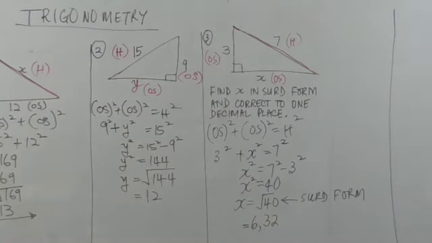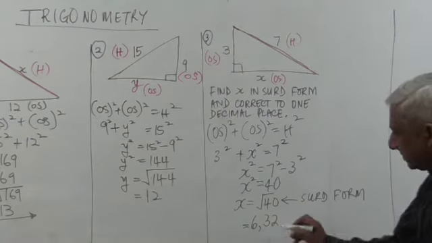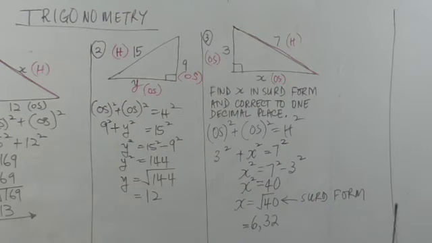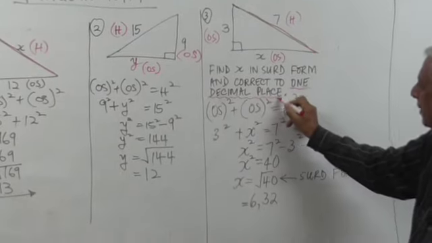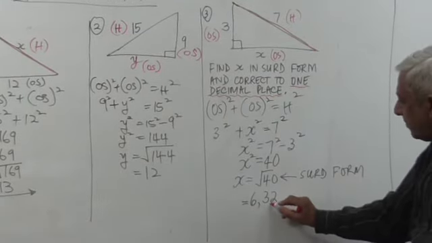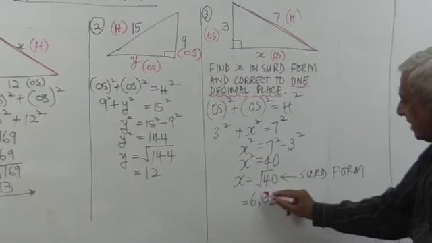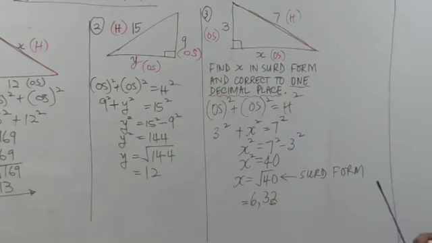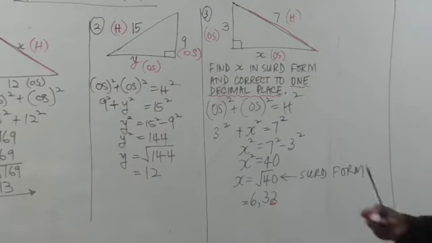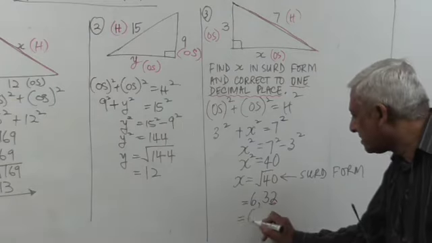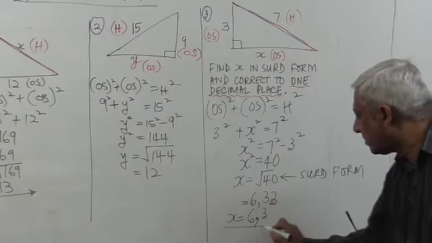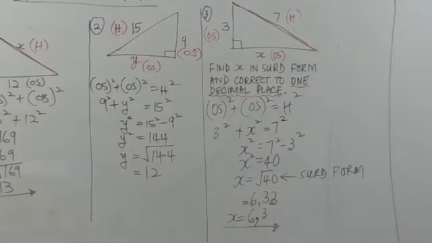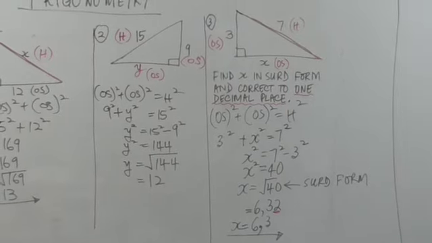6.32. Now you're going to look at this number here to round off because they want correct to 1 decimal place. So you're going to look at this 2 to round off the 3. Because it is less than 5, the 3 will remain the same. Therefore, the final answer is 6.3. So x is equal to 6.3. Alright, so that was a quick revision of the theorem of Pythagoras.